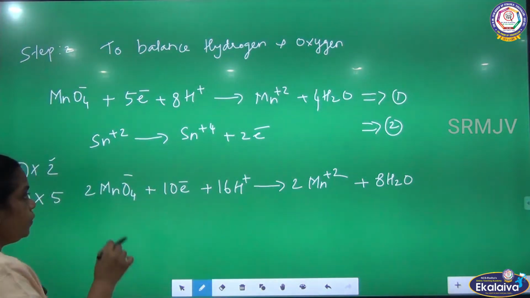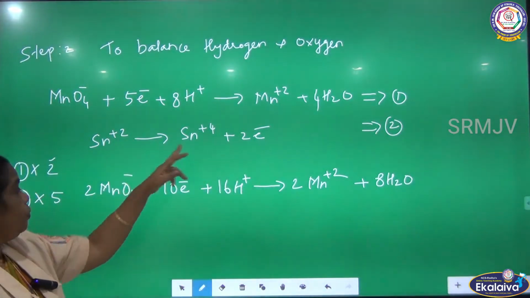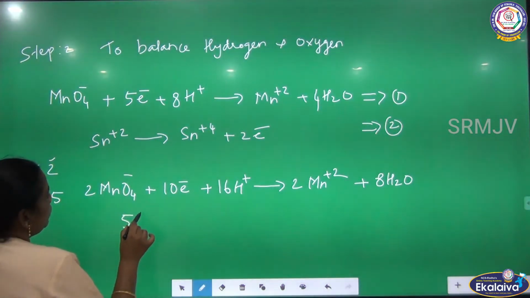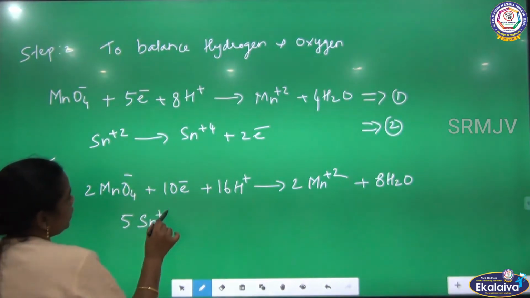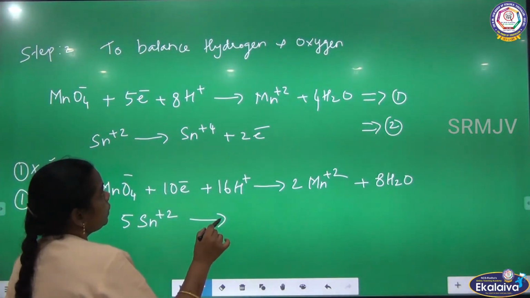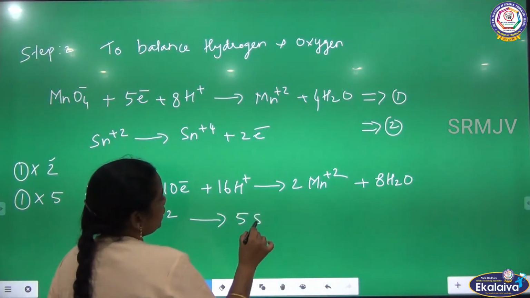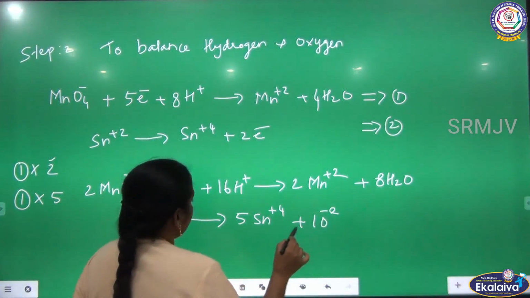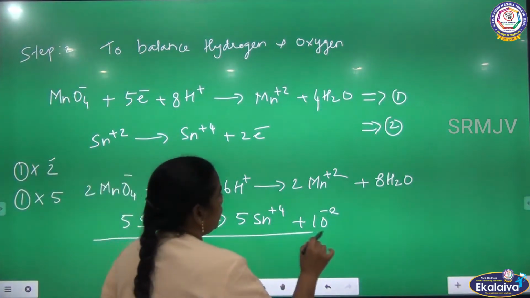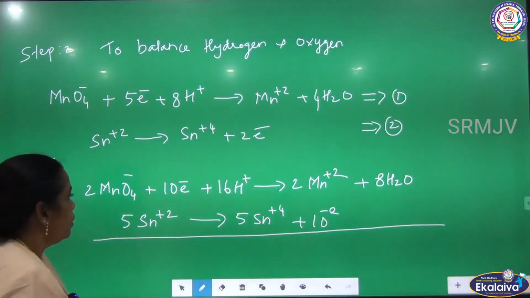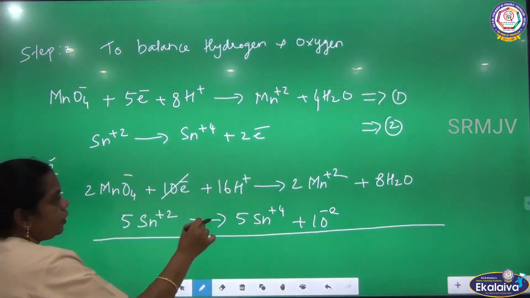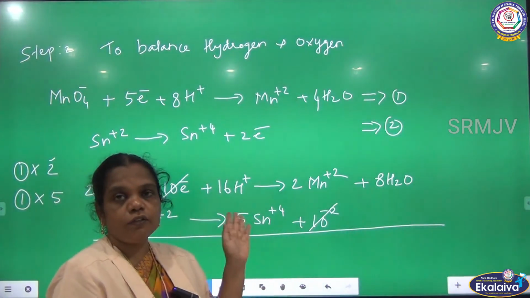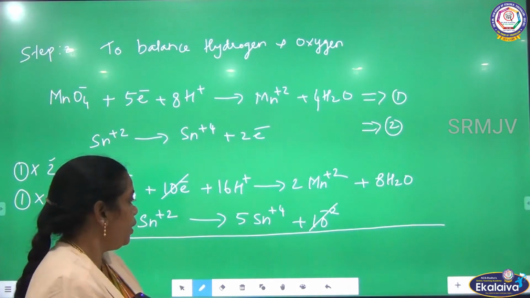And next you want to multiply equation 2 by 5. 5 Sn plus 2 gives 5 Sn plus 4 plus 10 electrons. Now you can equalize. So what is cancelled? 10 electrons on the reactant side and 10 electrons on the product side. The 10 electrons are going to be equalized.